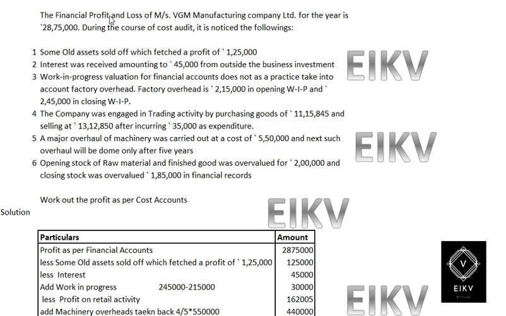So in this illustration they have given the financial profit as 28,75,000 and they have given other details. Some of the details given are: an old machinery was sold for a profit of rupees 1,25,000, interest received amounting to rupees 45,000, then work in progress valuation. Financial accounts do not, as a practice, take into account factory overhead, and the amount is 2,15,000 as opening work in progress and closing work in progress as 2,45,000.